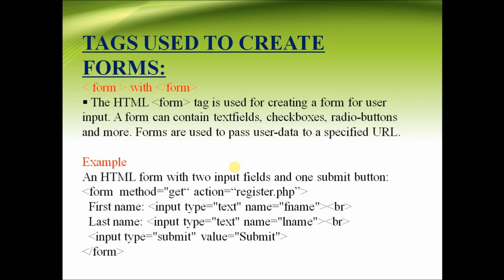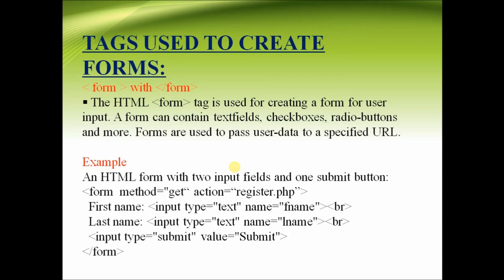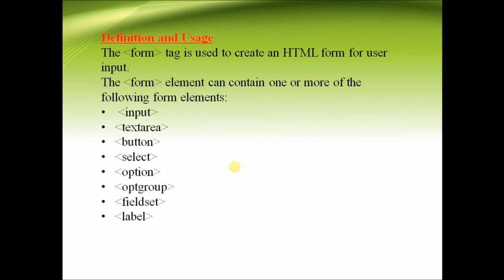So, the tags used to create forms. The main tag which is used to create a form is the form tag. The form tag is used along with other tags like input, text area, button, select, option, opt group, field set, label, and many more. These tags can help the form contain text fields, checkboxes, radio buttons, and many more kinds of data that can be specified by the user.